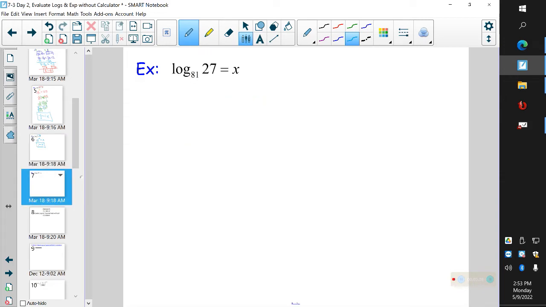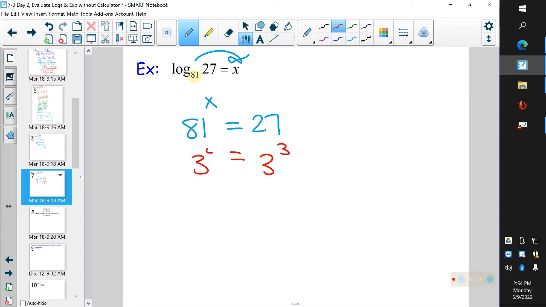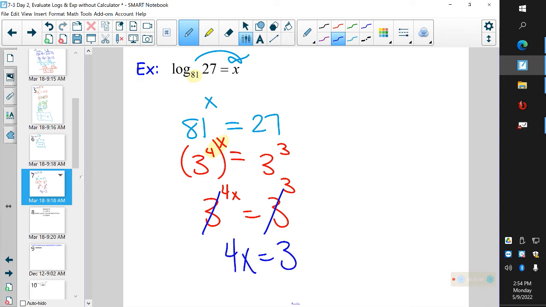Last example, I'm going to grab the base of the logarithm, and that is the base of my exponent, go across the equal sign, make that your lovely little exponent, and drop down the 27. Well, from a previous example from yesterday, we remembered that 27 is 3 cubed. And we just did an example with 81, and 81 was 3 to the 4th raised to the power of x. So I'm going to multiply those exponents to give you 3 to the 4x is equal to 3 cubed. I'm going to cross off my bases and set my exponents equal and solve. So x is going to be 3/4.